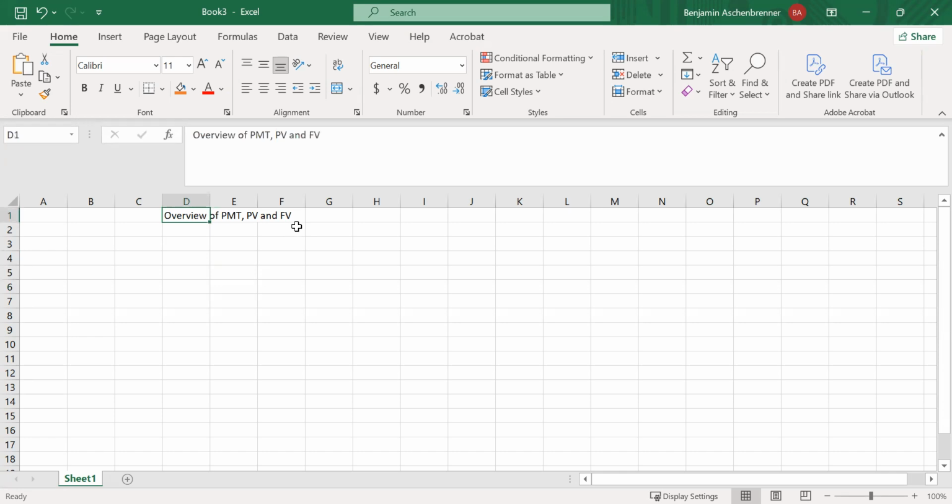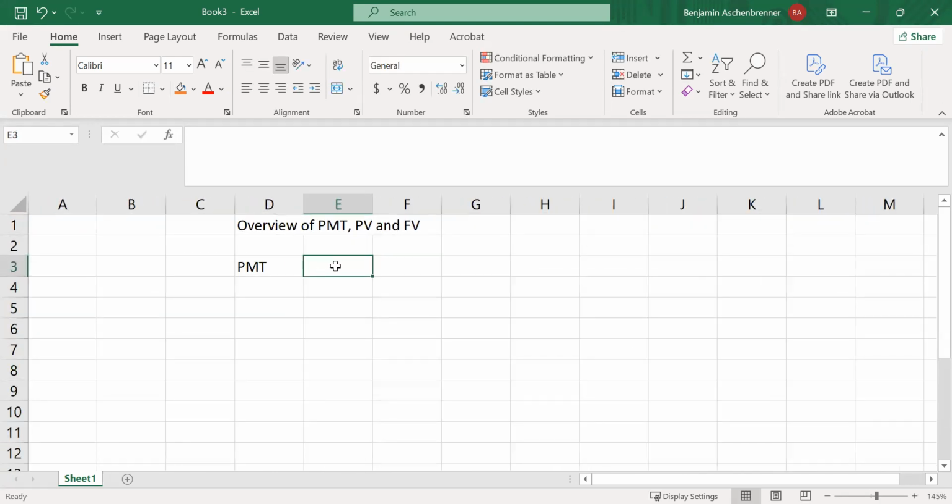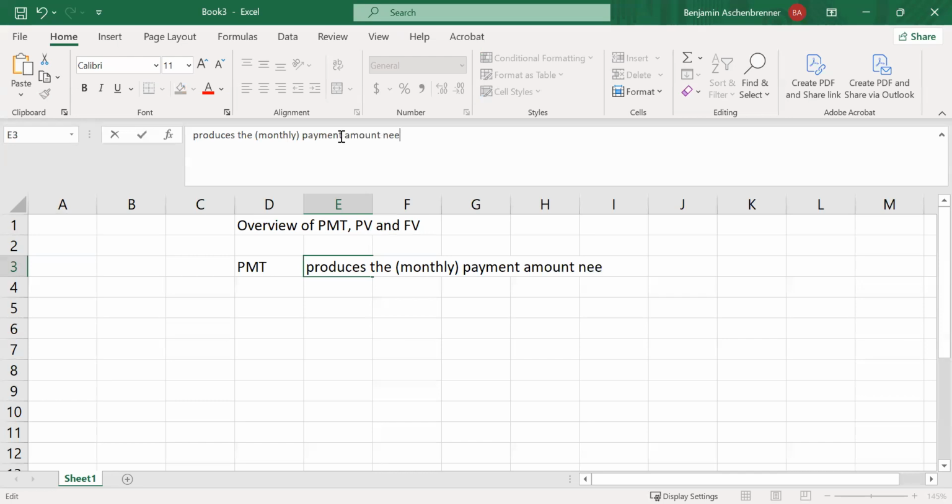These may seem like very different formulas, and they do produce different things. Let's just start with that rundown. Zoom in here a little bit. PMT produces the monthly, well, we use it to produce the monthly payment amount, but really it can produce any periodic payment needed to pay off a loan in X years at Y interest rate.